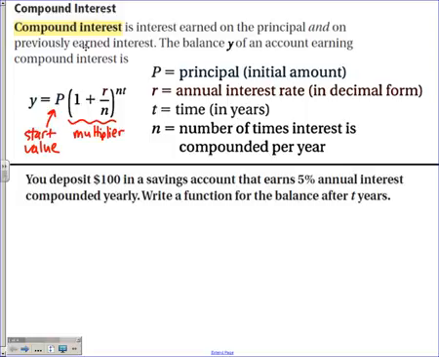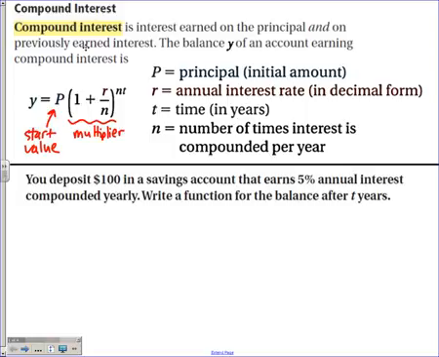The other two variables are r. r is our annual interest rate, but make sure you take that percentage and write it in decimal form. Whenever we work with percentages, we want to work with the decimal form of them. And finally, n is the number of times the interest is compounded per year. So if interest was compounded annually, that would be once a year. If it was compounded weekly, for example, n would be 52 because there are 52 weeks in a year.